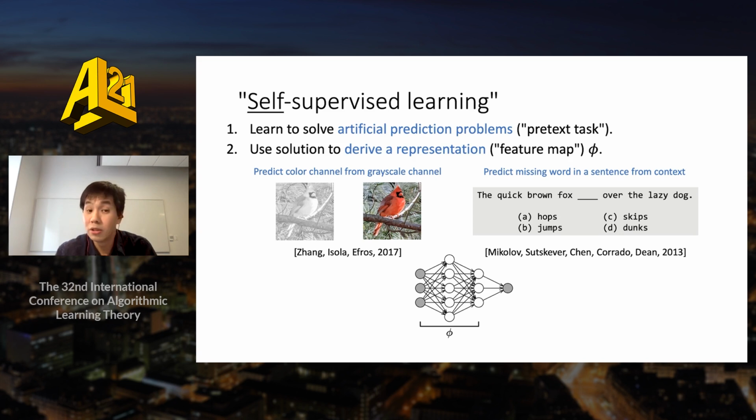Step 2 is to use the solution from step 1 to derive a feature map, which we denote by phi. When step 1 is solved by training a neural network, a popular choice for phi is to use the same neural network without the final layer.